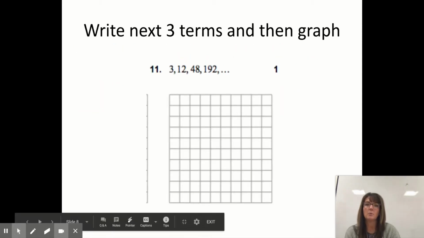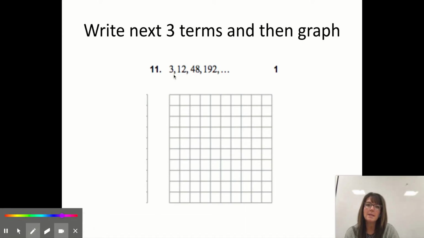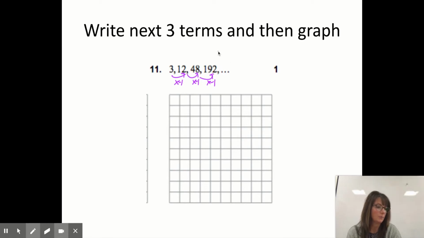Here we go. All right, so we want to write the next 3 terms and then graph. So we're going to have to come up with the common ratio. So times 4, times 4, and times 4. So when we multiply times 4, we'll get, I wrote this down, 768. And then multiply by 4 again to get 3,072. And finally, 12,288.